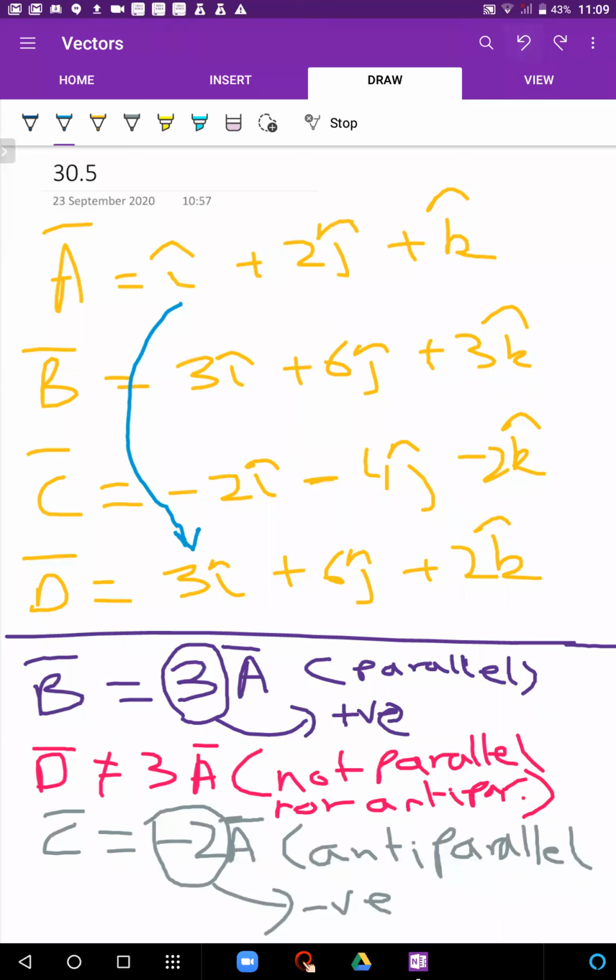When you take 3 common from D bar, you'll have 1 plus 2 plus 2 by 3. You cannot write D bar as 3A bar. Got it? Because all of the sides do not maintain the same ratio 3, D bar is not 3 times A bar. In fact, it's no number times A bar. And because there's no specific number times A bar, it's neither parallel nor anti-parallel. Did you understand this example? Did everyone understand this example?